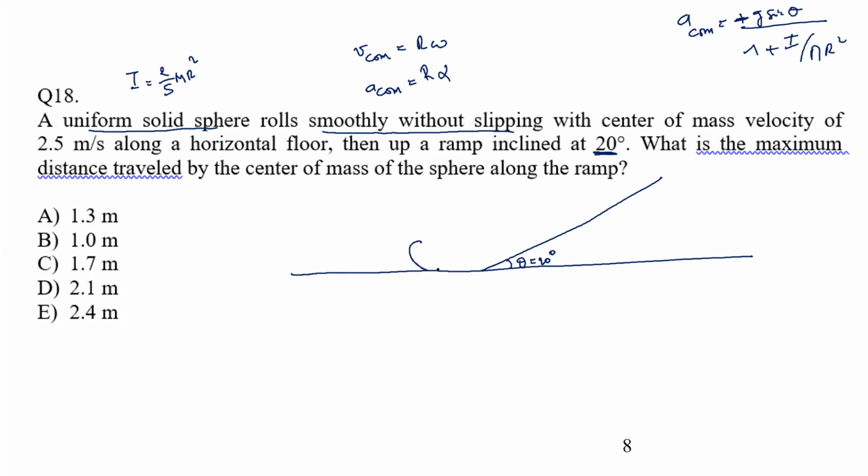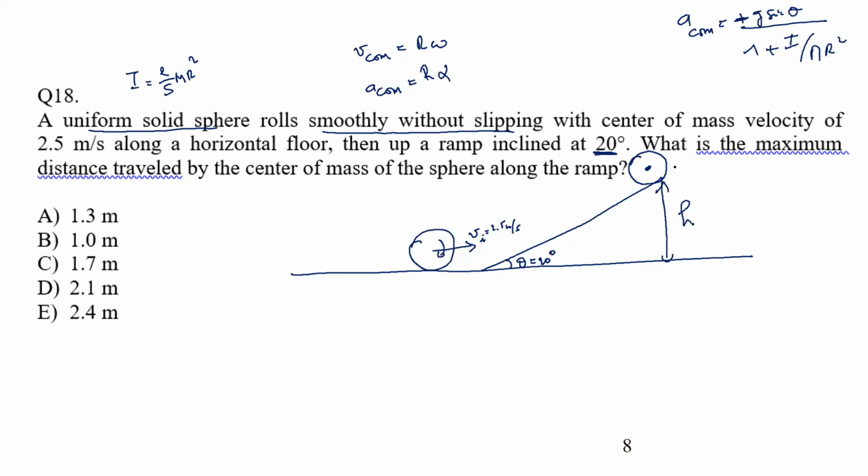My uniform solid sphere, or my ball, is rolling, so it has an angular speed, but I also know the velocity of the center of mass is 2.5 meters per second. I know that it's rolling in this direction. Why? Because you know why. Now it's rolling up the inclined plane. Now at maximum height, let me call it h, of course, it will stop.